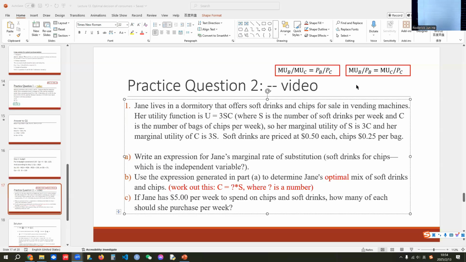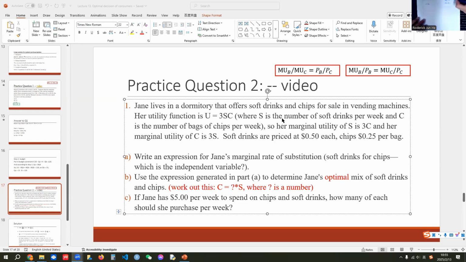Now let's look at question two. Practice question two, actually. Jane lives in a dormitory that offers soft drinks and chips for sale in vending machines. Her utility function is U equals 3SC. So her marginal utility of S is 3C. Marginal utility of C is 3S.